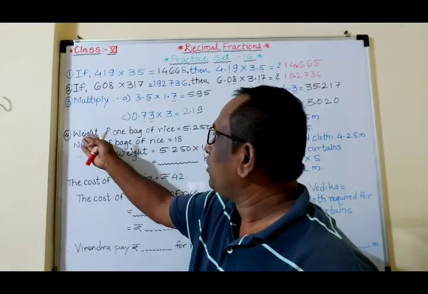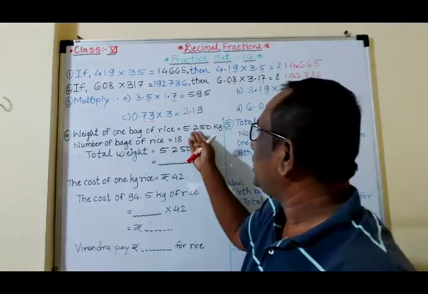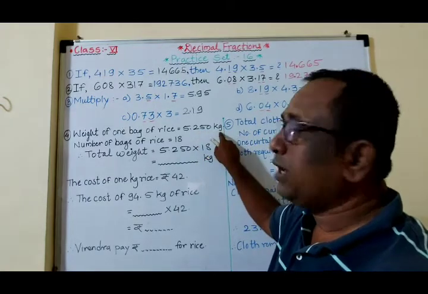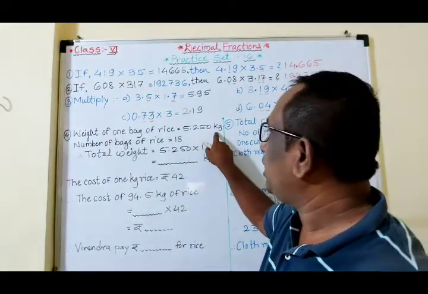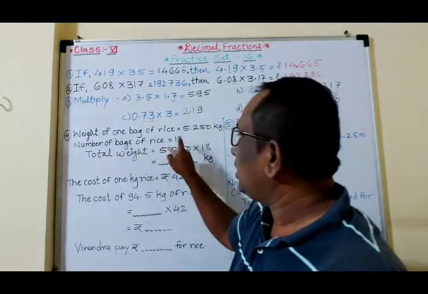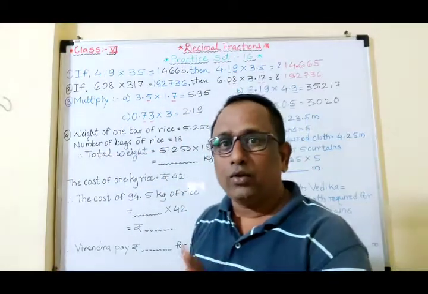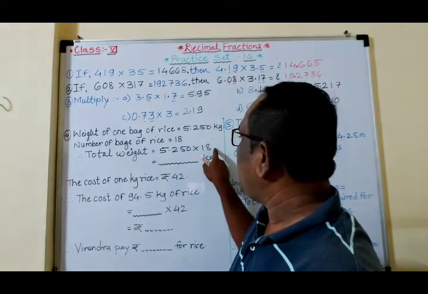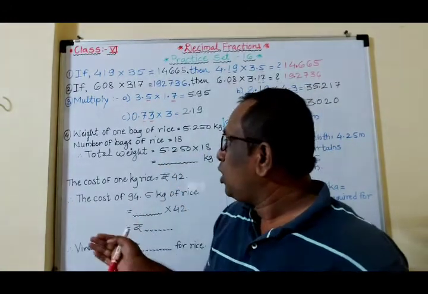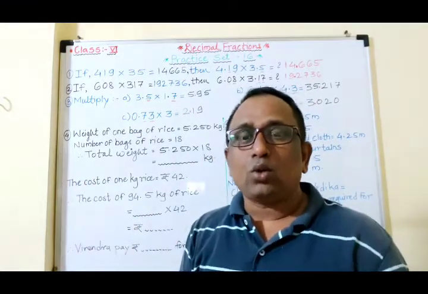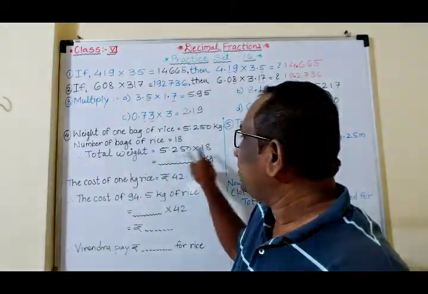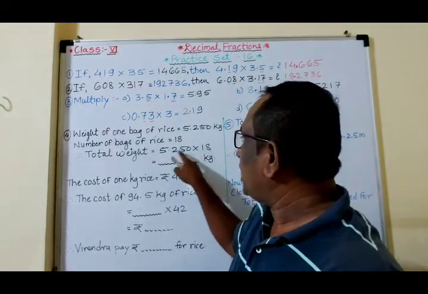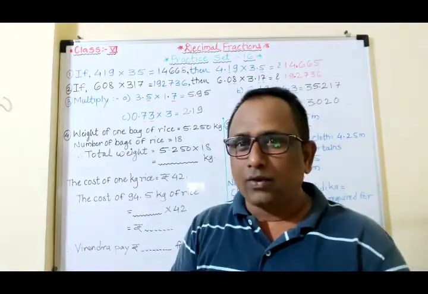So here weight of one bag of rice, that is 5.250 kilogram, that's why I read 250, okay. Then number of bags of rice 18. Now we have to find the total weight of that. So total weight 5.250 multiplied by 18. Then here we get the total quantity of the rice or total weight of the rice, okay. This multiplication you have to do, students, okay. Write this and do the multiplication roughly.